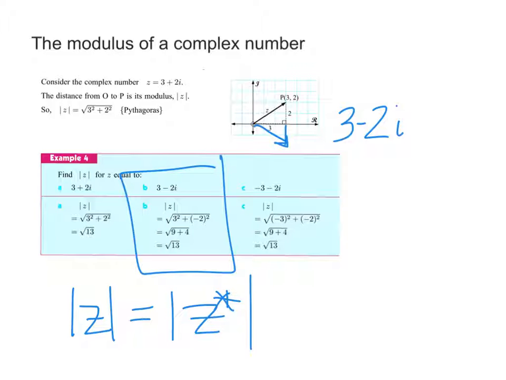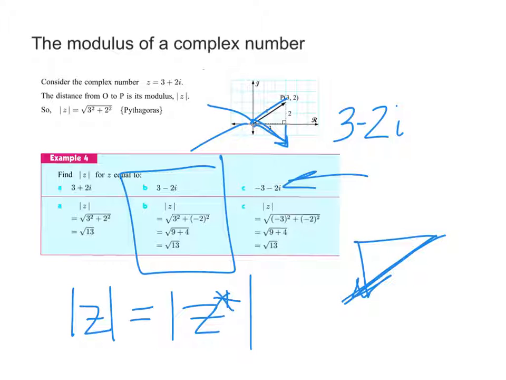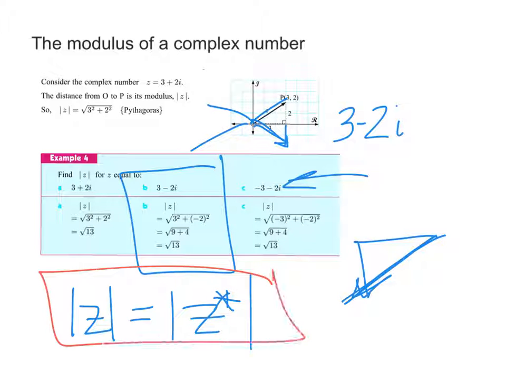Notice over here, they went in the negative 3 and the negative 2, so this vector is the same sort of vector in any quadrant. Pretend I can draw, and it's going to have the same magnitude. The modulus will be the same. So there's several values that will work, but the important thing for us at this point is this information here.